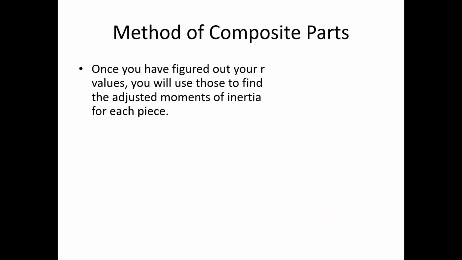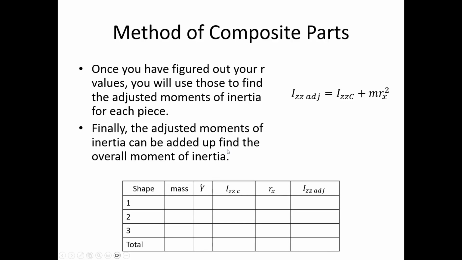Once you've figured out your R values, you're going to use those to find the adjusted moments of inertia for each piece. Again, parallel axis theorem: we're going to take the IZZC values, which are in our table, from our moment of inertia tables, plus mr squared, so m and then r there, and get IZZ adjusted. Fill out the IZZ adjusted values in your table, and once they're all adjusted so that they are all taken about the same point, we can simply add those values together. The overall moment of inertia I'm looking for is this value down in the bottom right corner, which is the sum of everything that we have above it.